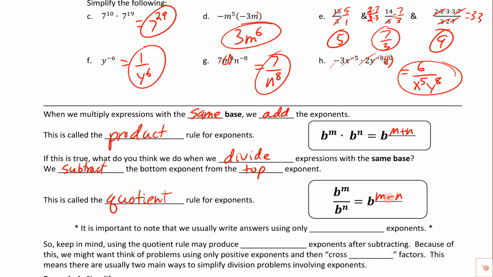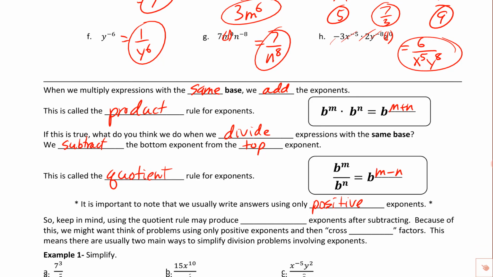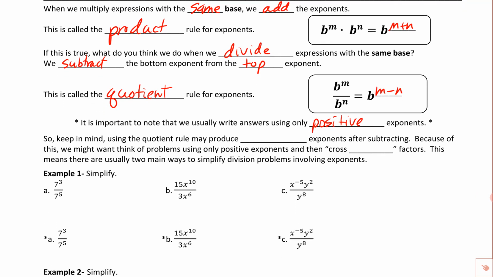Now, it's really important that we recognize we usually only write answers with positive exponents. So we really like positive exponents. They have a way of simplifying things and making things really easy. But keep in mind that when we do a subtraction problem, that may produce negative exponents. So if we use the quotient rule like this, there are going to be times where we end up with a negative exponent. Because of this, we might want to think of problems using only positive exponents and then cross-canceling the factors. I'll show you how we work this.